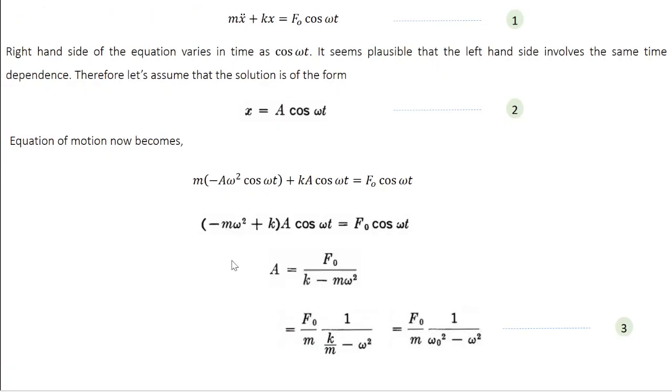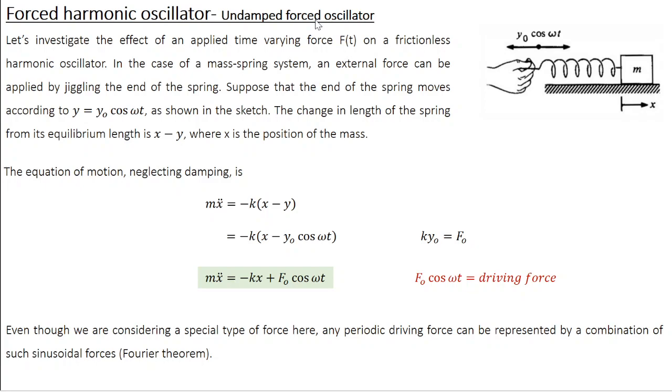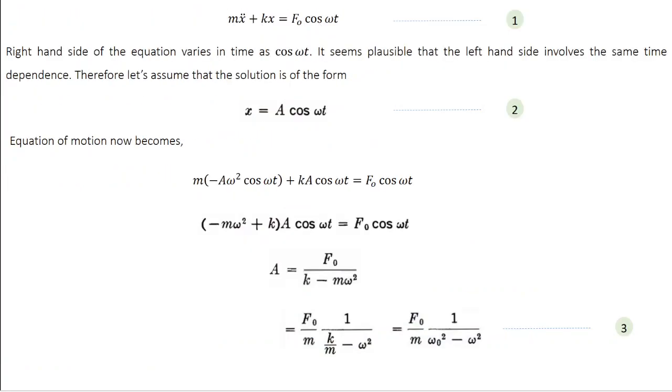Now if you rearrange the terms, you can write m x double dot plus kx equal to F0 cos omega t. This is the equation of motion of an undamped forced oscillator. If you recollect the equation of motion of a simple harmonic oscillator, instead of F0 cos omega t, the right hand side was 0: m x double dot plus kx equal to 0. Now you know how to solve this equation of motion, right? You first write the auxiliary equation, find the roots of that, and from the nature of the roots you can write the general solution.